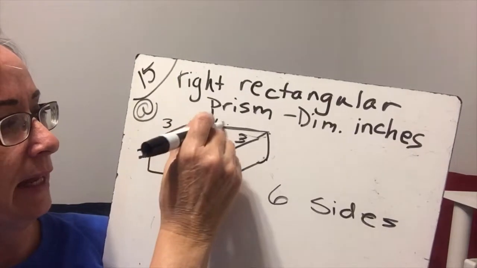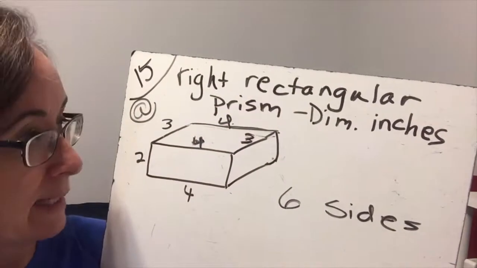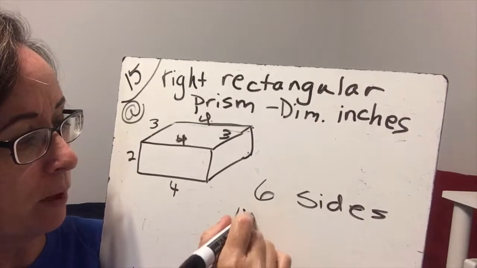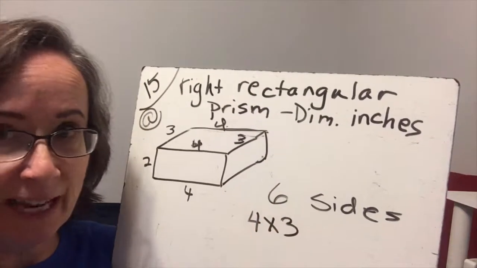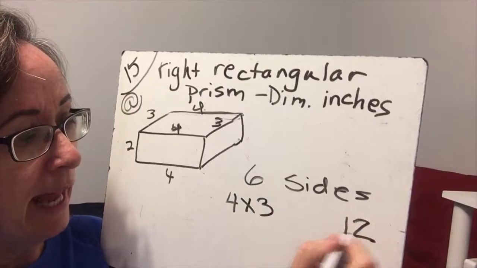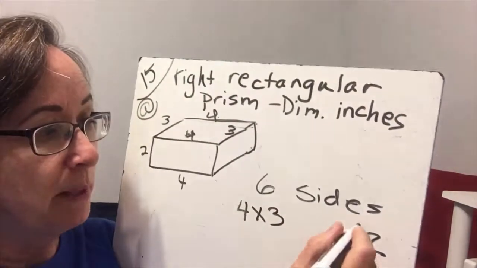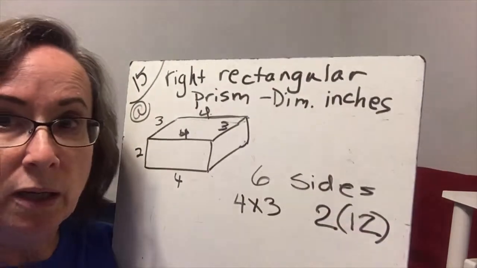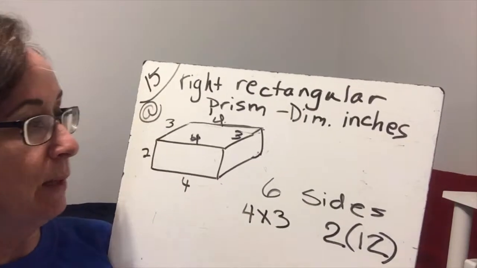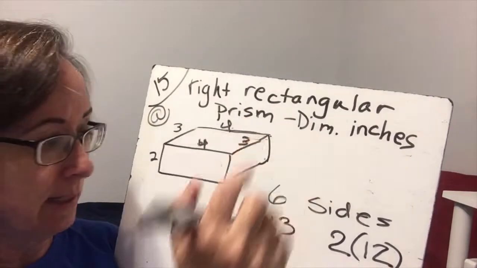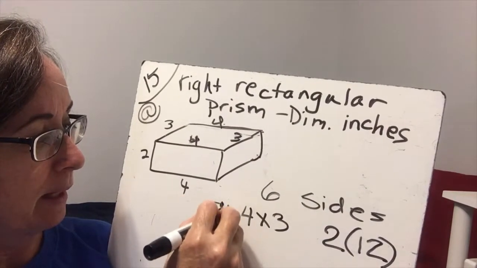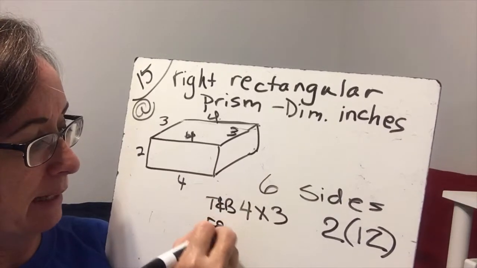So we have a 4 by 3 rectangle on the top. So the top and the bottom are both 4 by 3. And to find the area of each one, it's 4 times 3. And so we're going to have 12 and then double that because both bases have that same measure. Okay, so then we look at the front and the back, so we'll label this top and the bottom. We'll label this front and back.